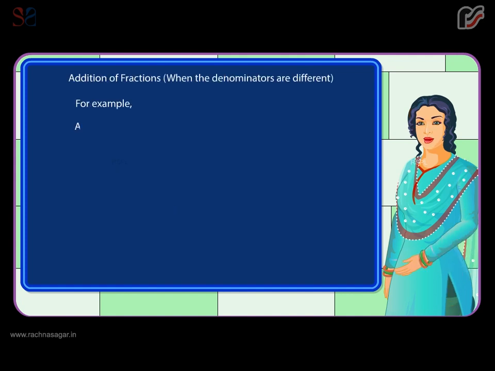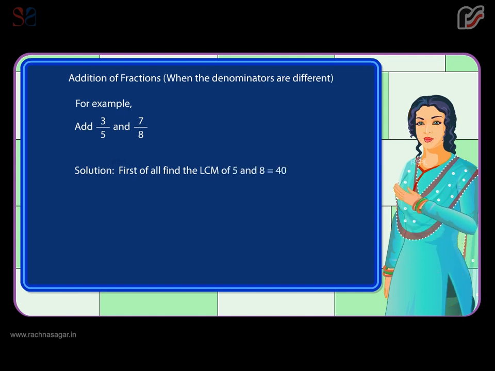Addition of fractions when the denominators are different. For example, add 3 by 5 and 7 by 8. Solution: first of all, find the LCM of 5 and 8, which is equal to 40.